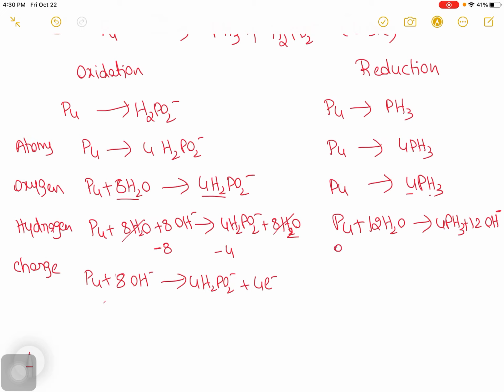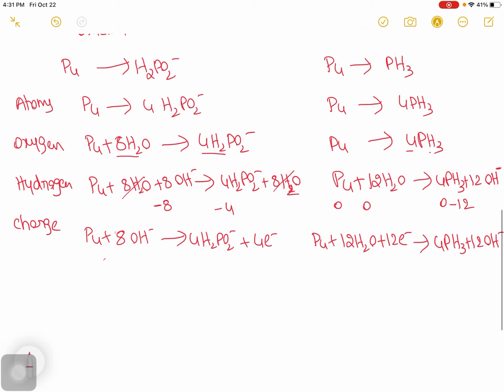For the second half reaction: P4 is neutral 0, 12H2O neutral 0, so the left side charge is 0. On the right side, PH3 is neutral 0, and 12 OH minus is 12 into minus 1, minus 12. So the left side charge is 0 and the right side charge is minus 12. Among 0 and minus 12, the higher value is 0. So P4 plus 12H2O plus 12 electrons, since the left side charge is more, gives rise to 4PH3 plus 12 OH minus.